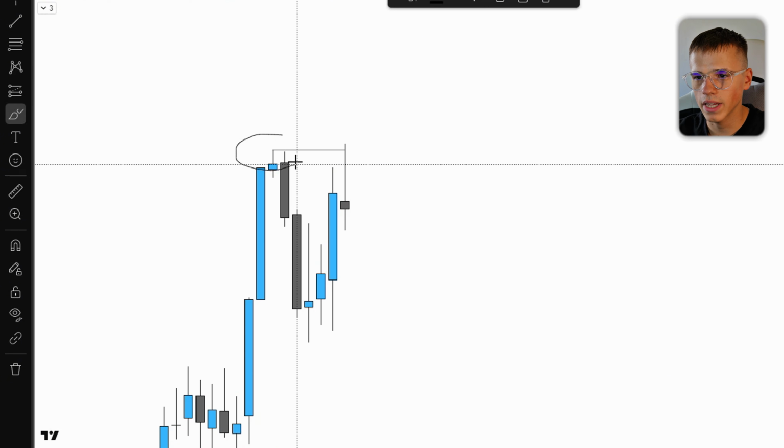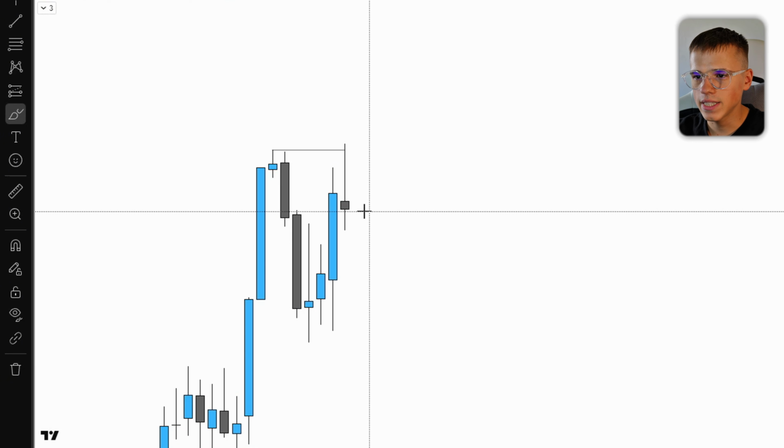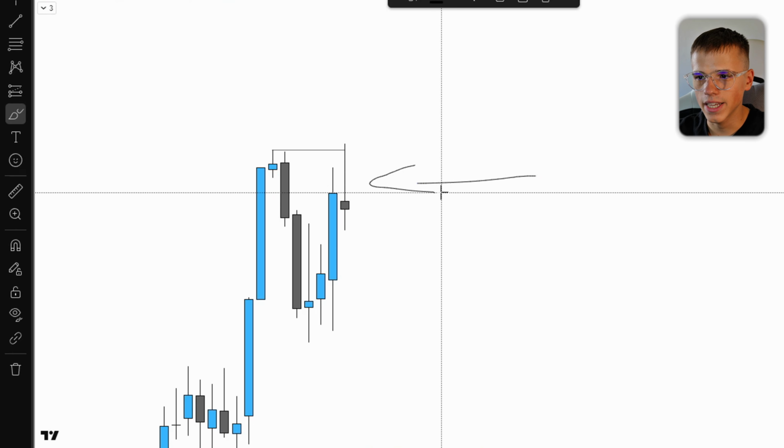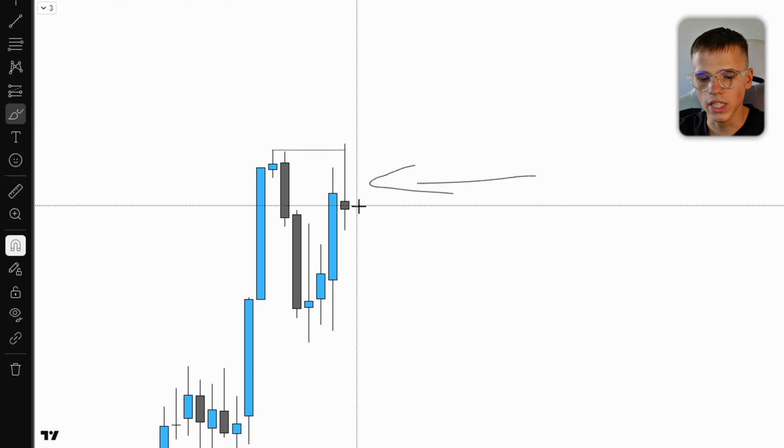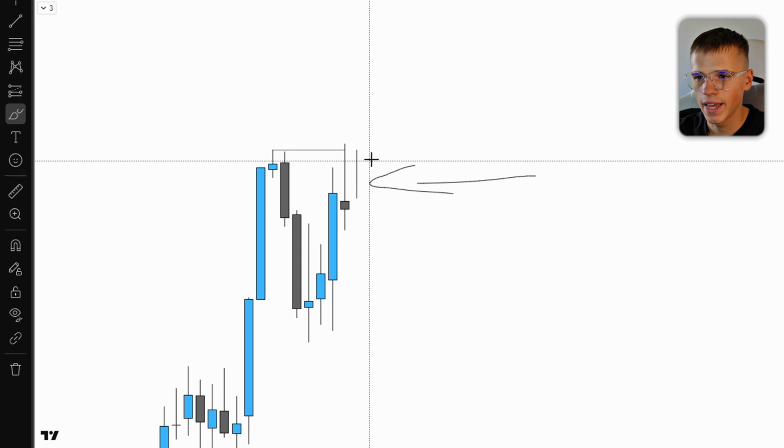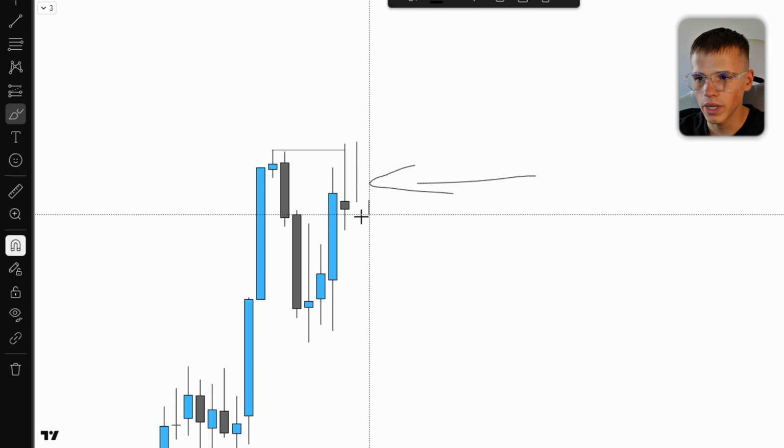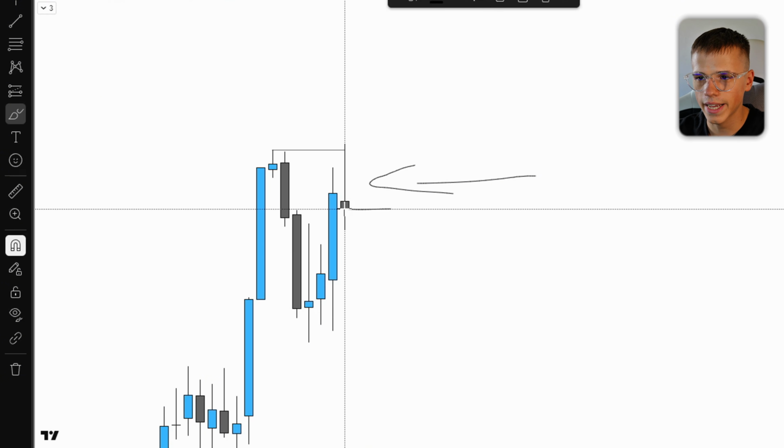So of course we have liquidity right here, and you can see that the candle that swept it is a huge rejection candle. You can see a huge wick to the upside, and then after that it went all the way to the downside and closed exactly here.